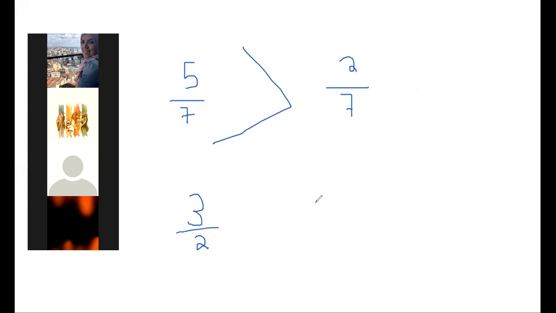Now let us look at this one. 3/2 and 3/7. If I have the same numerator, the smaller the denominator, the bigger the fraction. Is it clear for you guys? Yes. That's great.